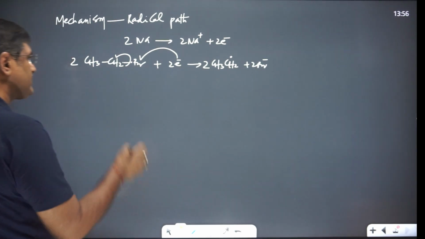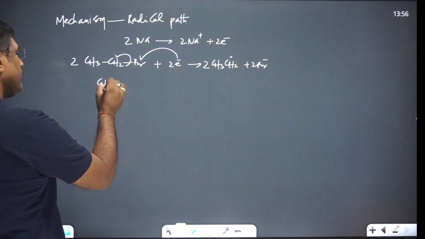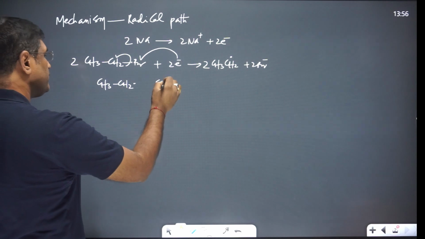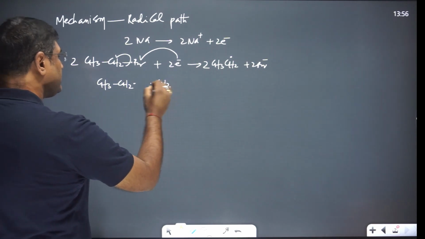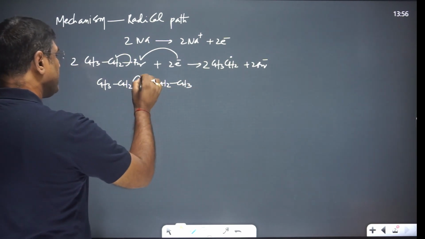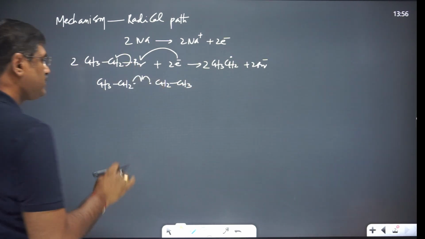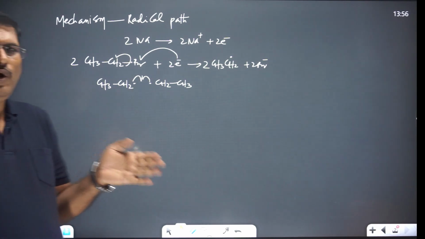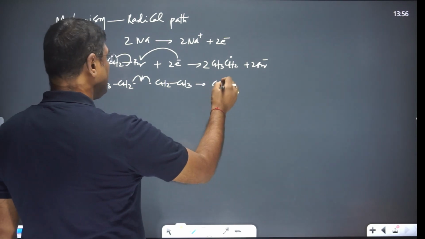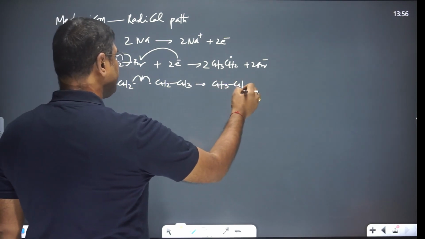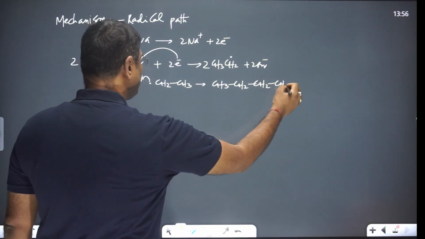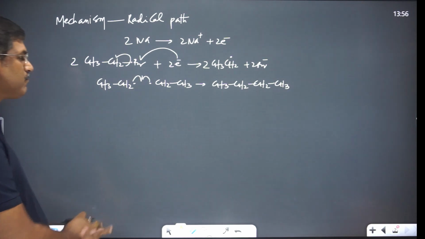How do these free radicals interact? You see, this is the main path of the reaction, CH3CH2 and CH2CH3. These two couple. You can say this is head-on coupling. As a result of this, you get CH3CH2CH2CH3. Okay.